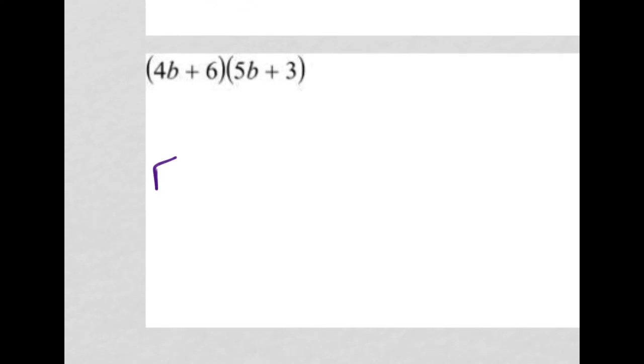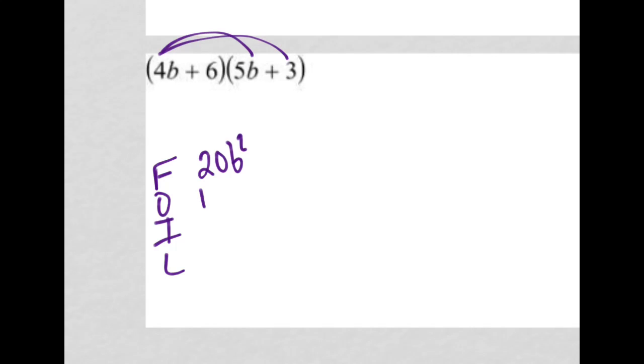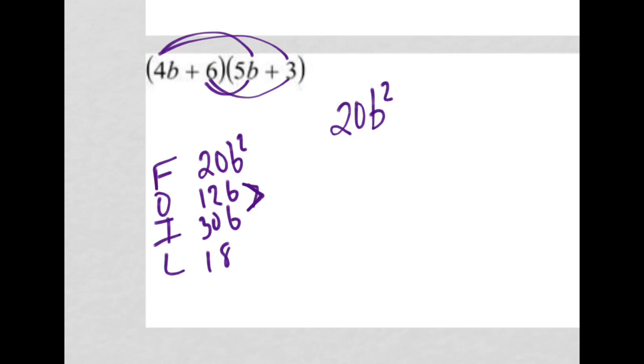Last one, I promise. FOIL. Start with 4b times 5b to get 20b squared. 4b times 3 is 12b. 6 times 5b is 30b. And 6 times 3 is 18. Now we just need to combine like terms, which means these two get smushed together. So I have 20b squared. 12b and 30b make 42b plus 18.